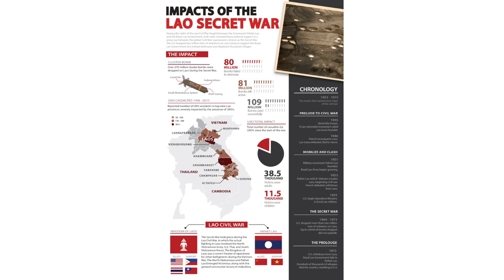The reason why this war even started was because of these two opposing factions, mainly the US against communism, which is Pathet Lao. And I wanted to show the details into why the Secret War came to be. So this was the process and the creation of my final infographic on the Lao Secret War.